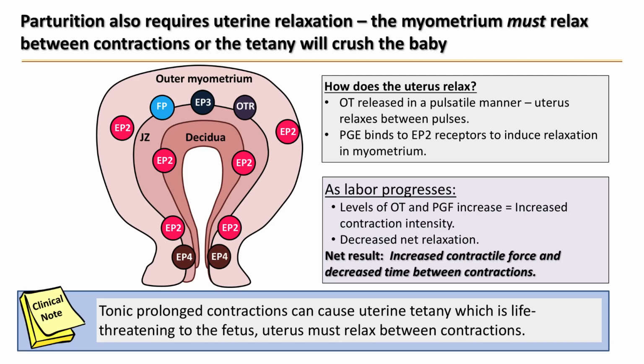Note that very importantly, measuring contractions is critical, because if we do have continuous contraction, this will cause uterine tetany, which is life-threatening to the fetus and can cause significant morbidity and potentially mortality to mom.